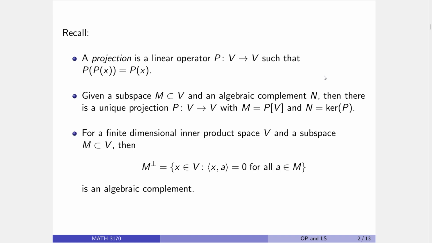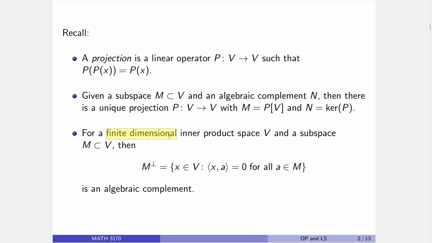Now, for a finite dimensional inner product space, we demonstrated that if you have a subspace M, then M perp, its orthogonal complement, is in fact an algebraic complement. We noted that the proof of that is a finite dimensional only situation. We saw in the proof that you had to use the Gram-Schmidt process, which is inherently finite. There is a way to go infinite with it, but it basically doesn't work.